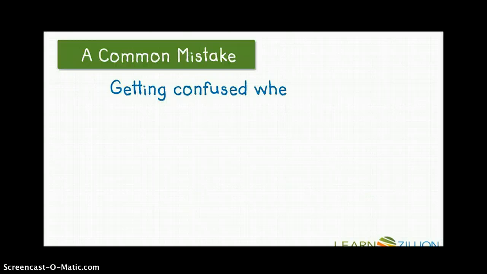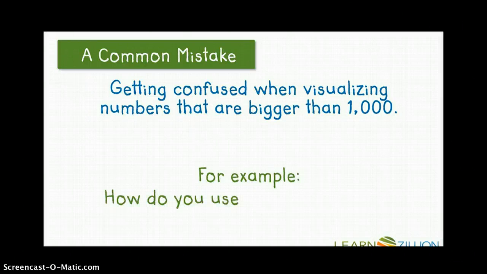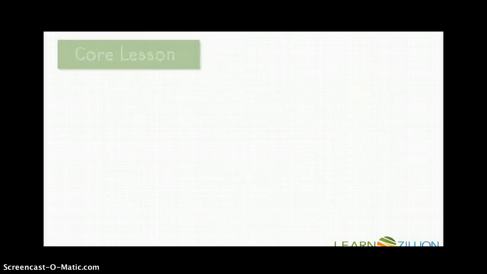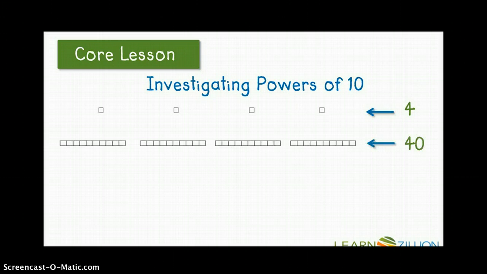A common mistake that many students have is getting confused when visualizing numbers that are bigger than 1,000. For example, how do you use base 10 blocks to represent 100,000 or numbers that are even larger? Let's start by investigating the powers of 10. If we look at the number 4 and we increase 4 10 times, we create the number 40. 40 is 10 times bigger than 4. And you'll notice that we added a 0.